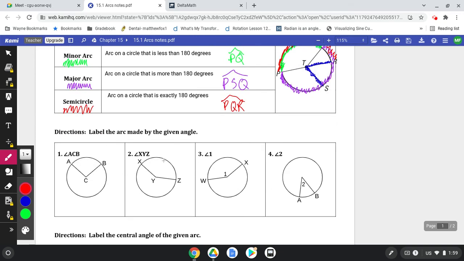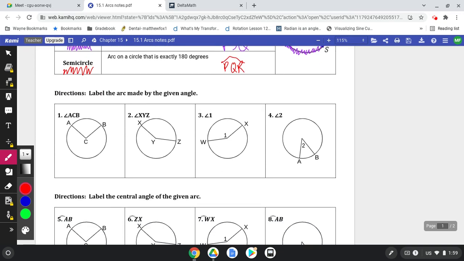Okay. All we're doing in this next section is labeling the arc made by the given angle. And this arc that's made is going to be the minor arc because it's within the central angle. Now, whatever the central angle is, that will be the same value as what that arc is. So here we don't have values though, but ACB, if we think about it, A is right here, C is there, B is there. So we have two answers, either AB or BA. Those are my two choices.